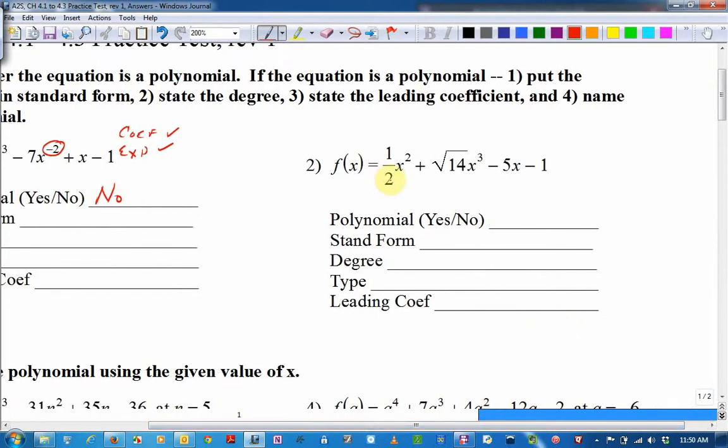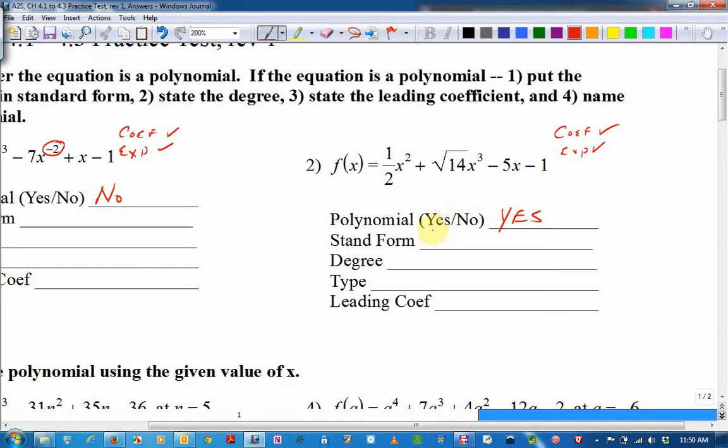Let's check the coefficients. 1/2, square root of 14, -5, -1. Yes, the coefficients are okay. None of them are imaginary numbers. Well, let's look at the exponents. A 2, a cube, a 1, and a 0. The exponents pass also, so it is a polynomial.